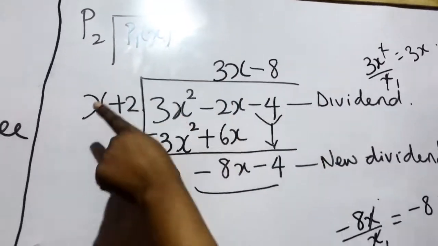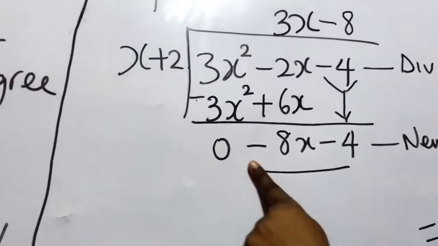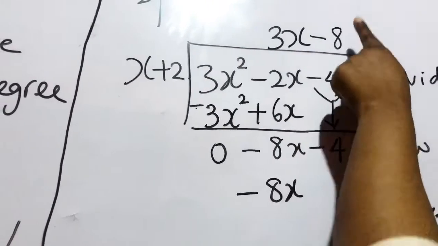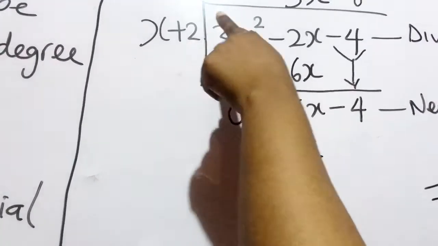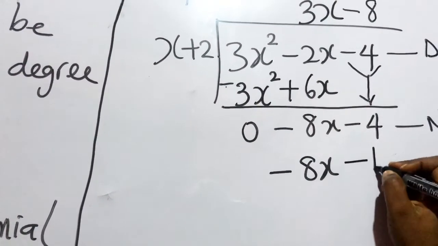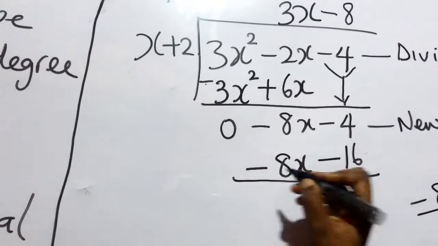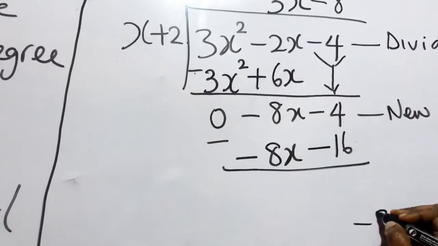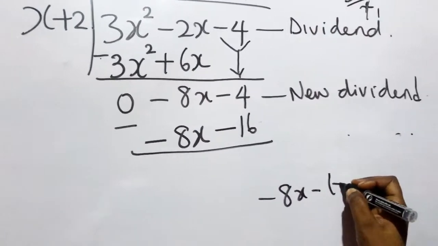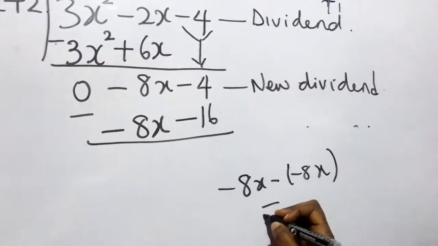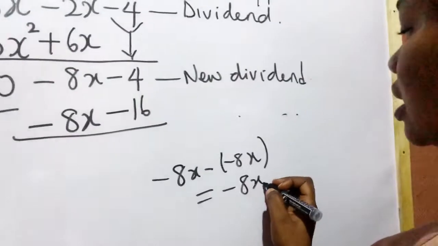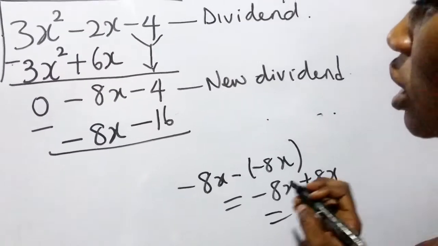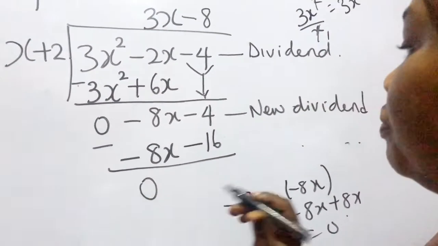So minus 8 multiplied by x gives minus 8x. Minus 8 multiplied by plus 2 gives minus 16. So we are going to subtract again. So minus 8x minus minus 8x gives minus 8x, then minus times minus gives plus 8x. So this one is equal to 0.